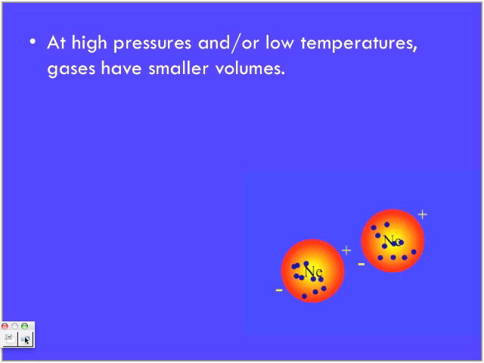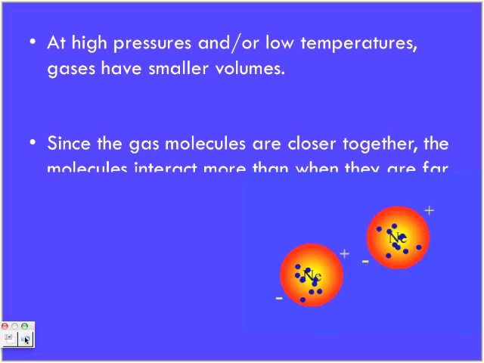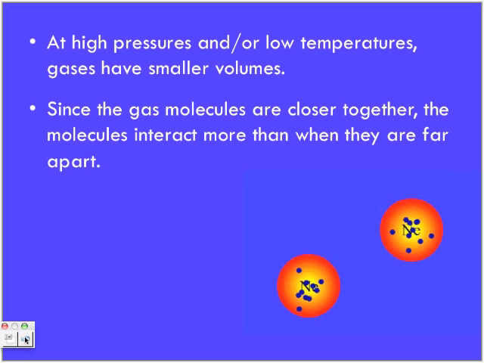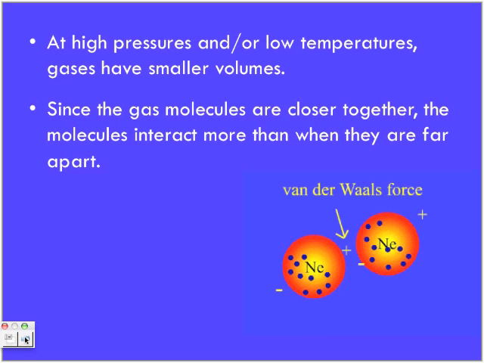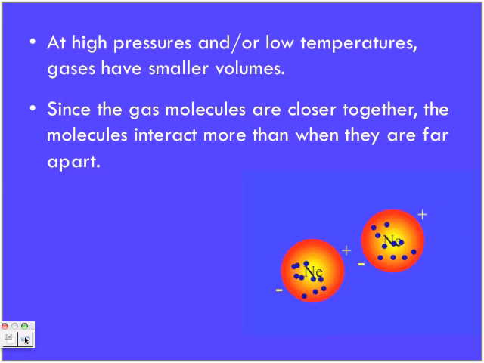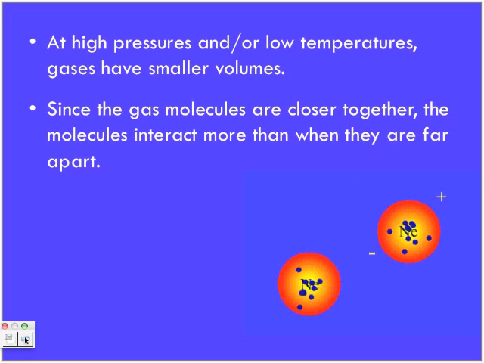At high temperatures and or low temperatures, gases have small volumes. Since the gas molecules are closer together, the molecules interact more than they do when they're farther apart, right? Because when you're pushing them together, they have to somehow work with one another. So there is an attraction the closer you get these molecules. You get them closer together when you lower the volume.